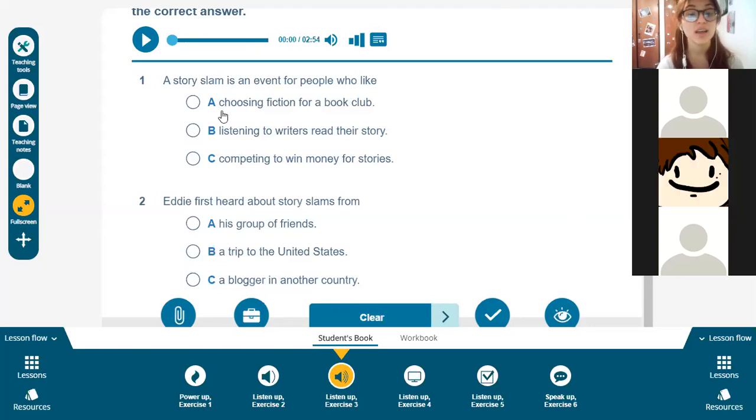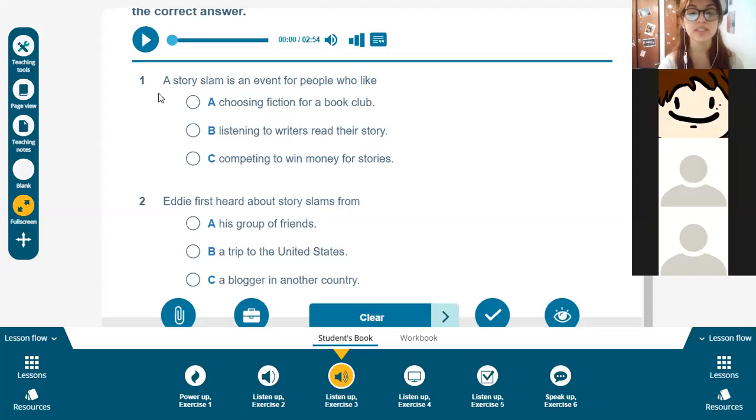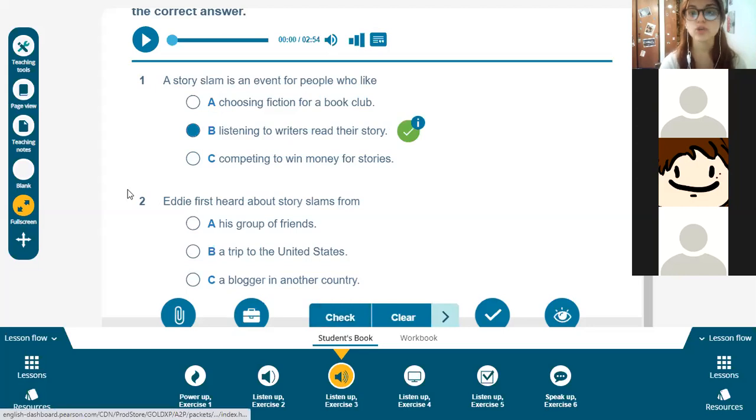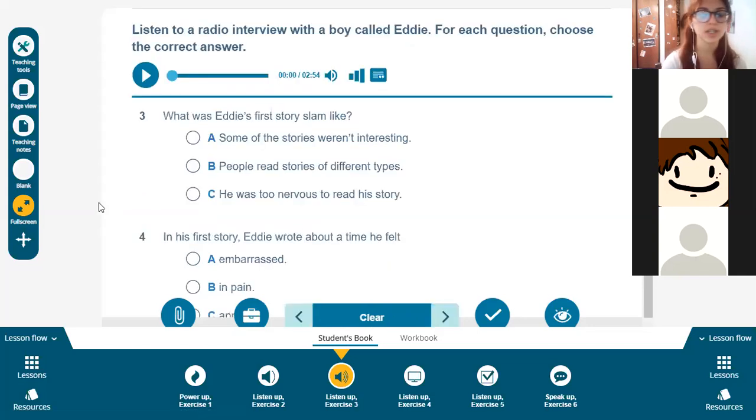Yes. So, with the first one, a story slam is an event for people who like listening to writers read their stories. Good. So in a slam event, you read books from other people, or what do you read? Your own stories. Good. It's not a book club. You write your own stories and then you read them. Very good. And Eddie first heard about story slams from a blogger in another country. Good. And then a teacher joins in.